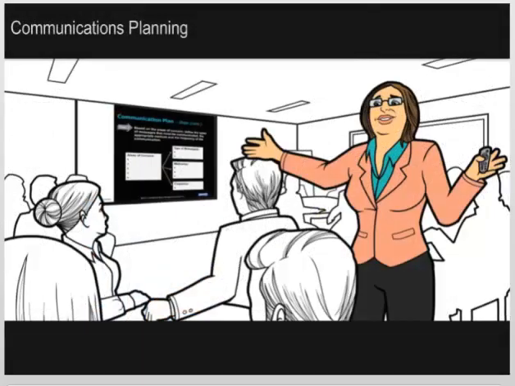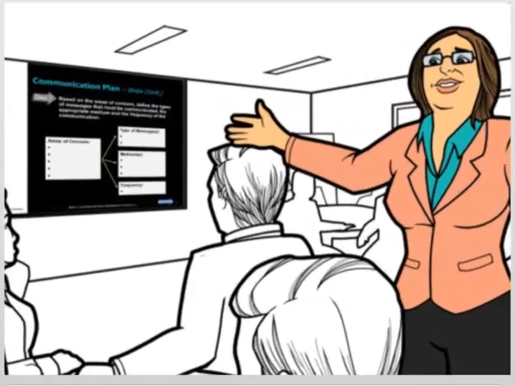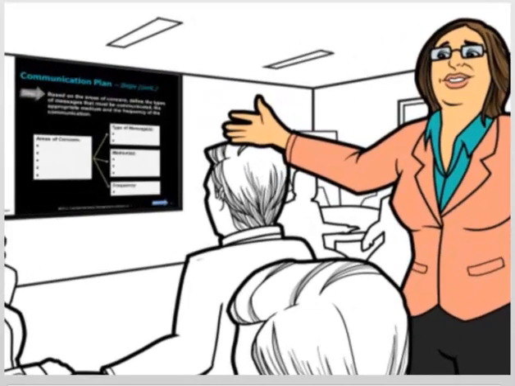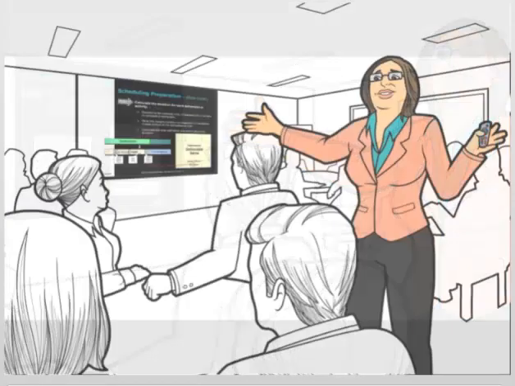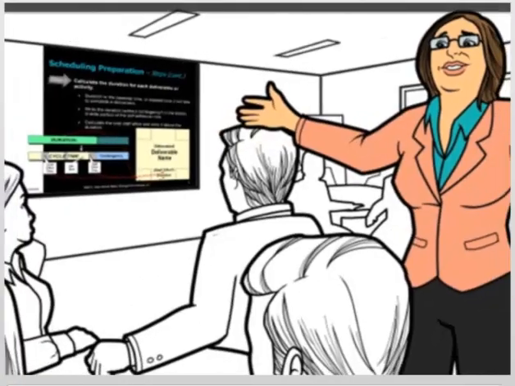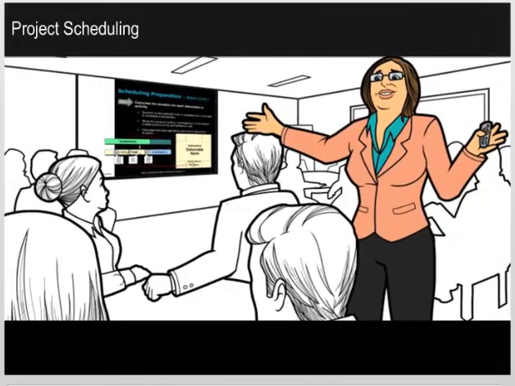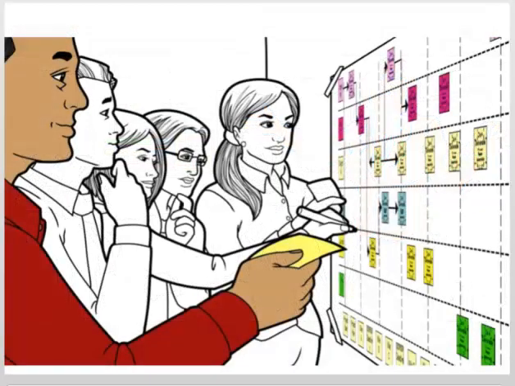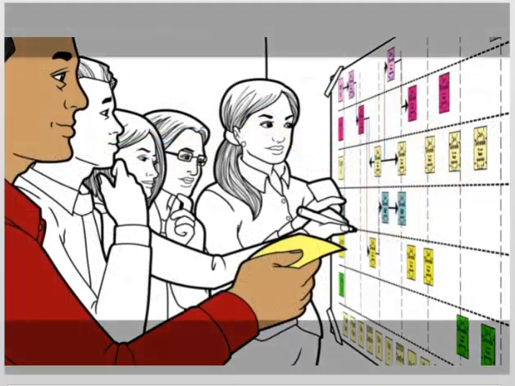We then cover communications planning, which is critical since projects introduce change into an organization. Project leaders need to plan how to best communicate to those impacted by the project. The next topic is scheduling. We first discuss the elements of a schedule and then walk through the steps of creating a schedule collaboratively with a team. The scheduling exercise is complex, therefore we break it up into 2 parts.